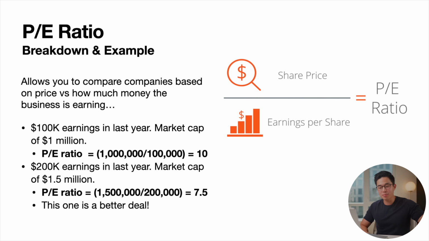Let's say that there's another company with earnings of $200,000 last year. Their market cap right now is $1.5 million. So to calculate the PE ratio for this company, we're going to take 1.5 million divided by 200,000. And that's going to give us a PE ratio of 7.5. So now you can see we have two different PE ratios, one for each of these companies, and it's going to allow us to compare them. The second company in this case is technically a better deal because it does have a lower PE ratio. This is probably one of the most important calculations you can do or understand. So just memorize this formula and know what it means.